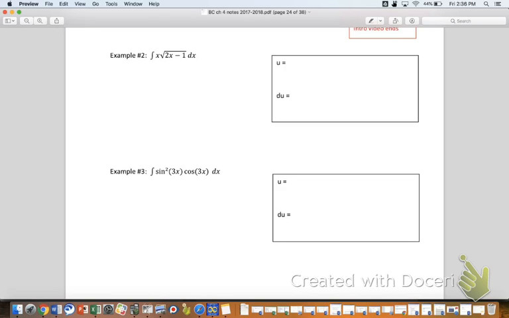So if you guys would, please try numbers 2 and 3. And maybe, I don't know which one you'd want to try first. They both have their challenges. Let's see what you can do.